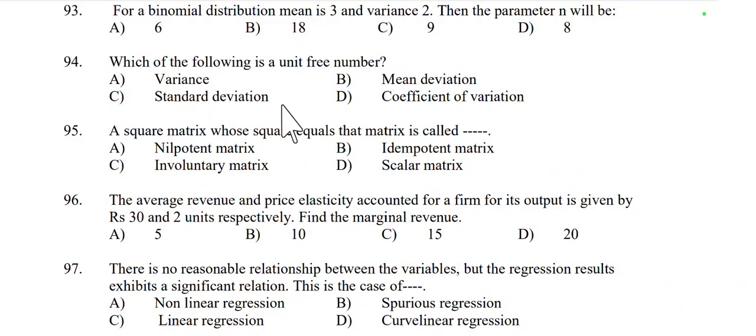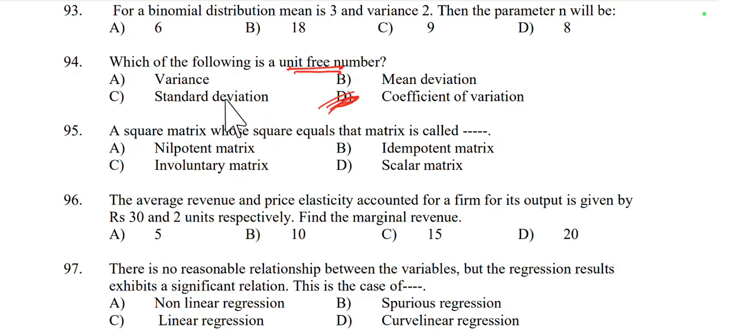Then question number 94. Which of the following is a unit free number? Variance, mean deviation, standard deviation, coefficient of variation. Here coefficient of variation is a unit free number because it is a ratio of the standard deviation to the mean. So it is typically expressed as a percentage and doesn't depend on the unit of the data. So coefficient of variation is unit free.